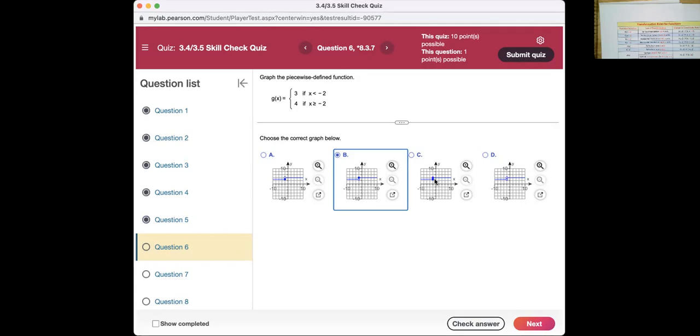It's not C because that would be, it's 3 if x is less than or equal to -2, and it's 4 if x is greater than or equal to -2, but that's not what we have. And then D would be g of x equals 3 if x is less than -2, and g of x equals 4 if x is greater than -2.